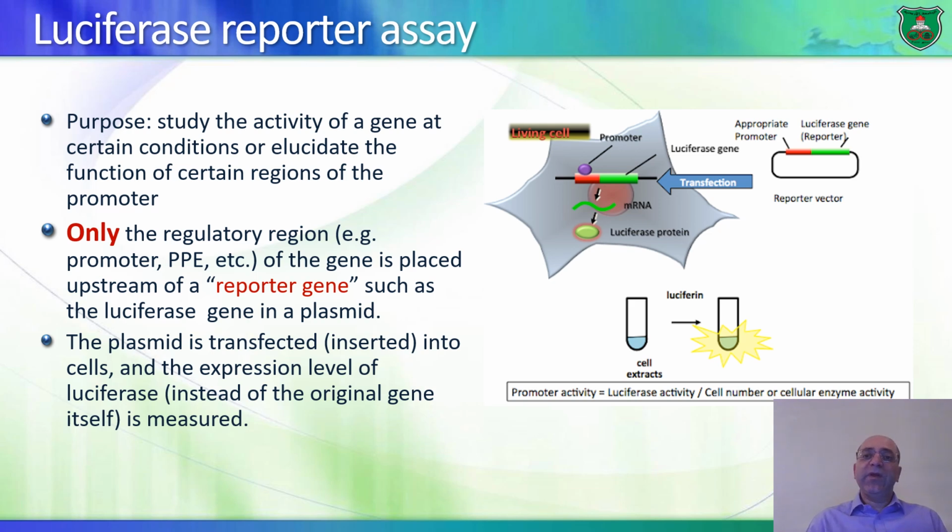So we put cells under certain conditions, and we measure the amount of light that these cells produce. So we would say this condition actively regulates the expression of the gene of interest according to how much luciferase is expressed. Or that another condition negatively regulates the expression of the gene of interest.